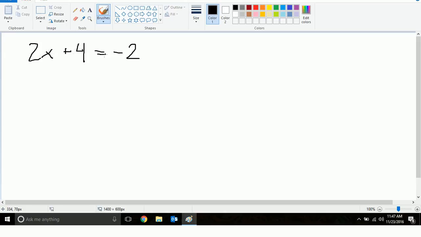Which one do we get rid of first? If we want to think about it that way. This is the one we want to get rid of first. We want to deal with the addition and subtraction first. We want to get rid of those first. And I will explain why a little bit later. So we're going to do the opposite of plus 4. We're going to do -4. Got to do it on both sides. And we know those are going to cancel. That's going to leave us with 2x.